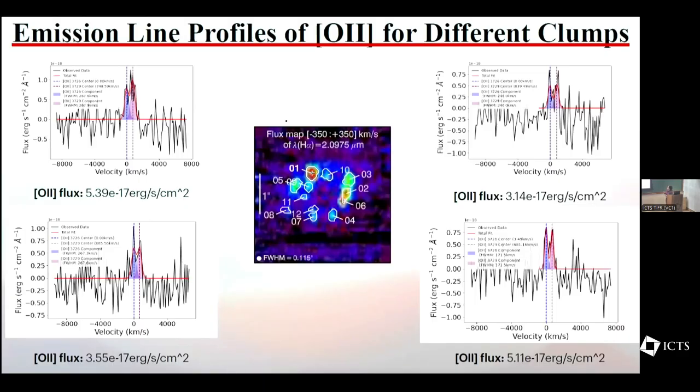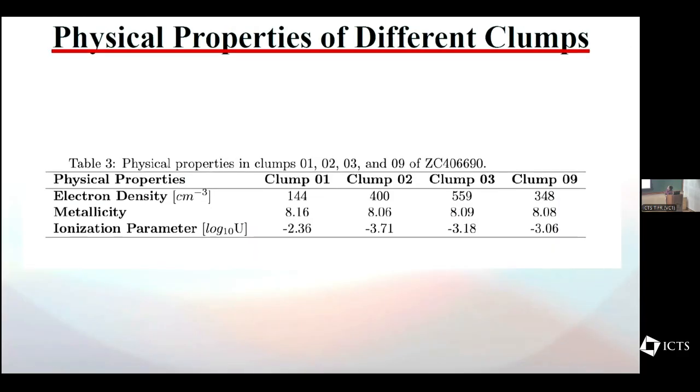Using this O2 and the previously estimated O3, we could get these physical properties: the electron density, metallicity, and ionization parameter. The metallicity is subsolar, which supports the previous literature as well.